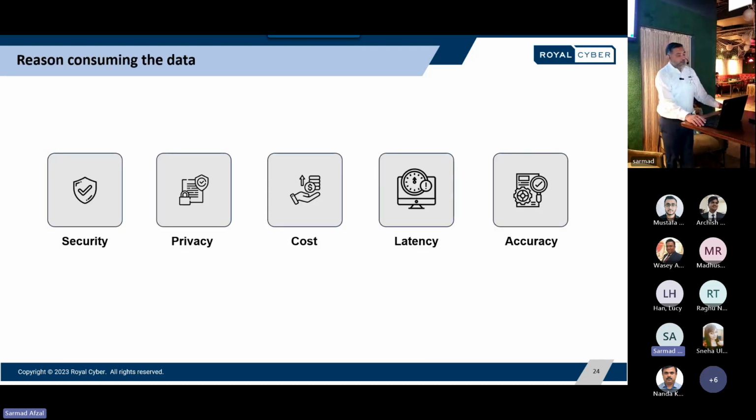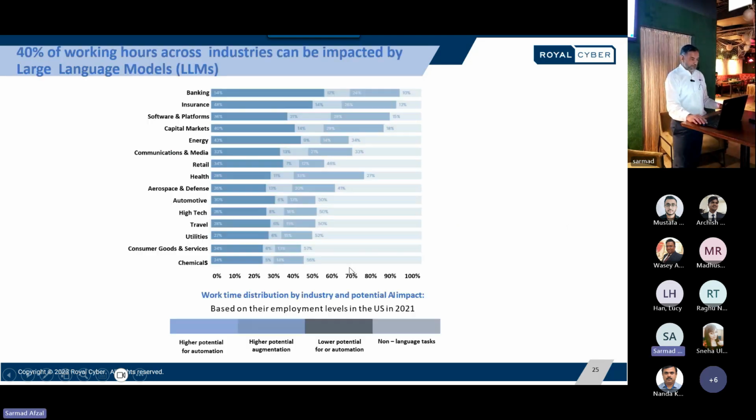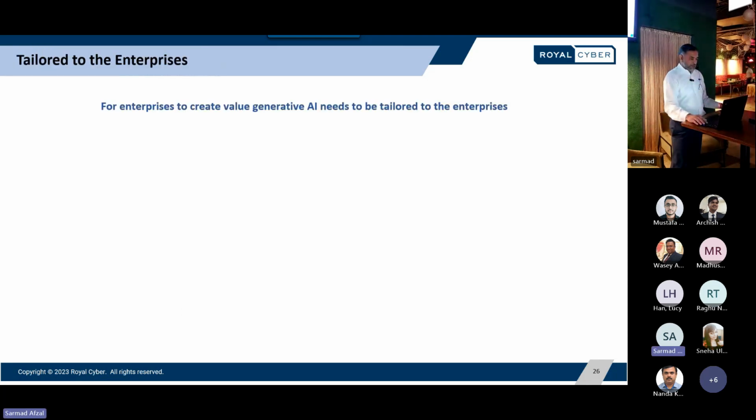So these are the five things which all the different companies are really concerned about: security, privacy, cost, latency, and accuracy. So how do we handle these five things? All of the companies have realized that they have saved about 40% of working hours in all of these verticals by using LLMs. So the benefit of using LLMs in any vertical is really great.